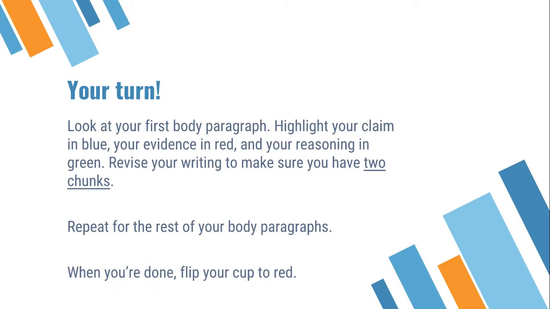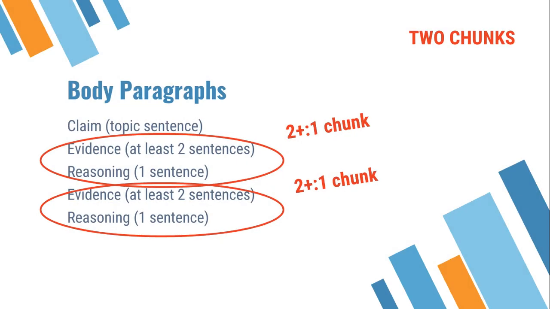Now it's your turn. First, you're going to look at your first body paragraph. Highlight your claim in blue, your evidence in red, and your reasoning in green. Use your notebook or this video to help you if you need support. Then you're going to revise your writing to make sure that you have 2 chunks. So again, each body paragraph should look like this.